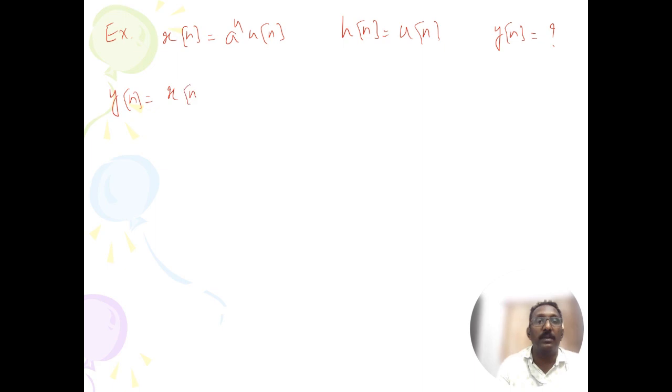Let us consider another example. x of n equal to a power n u of n, and h of n equal to u of n. You are supposed to calculate y of n, which is the convolution between x of n and h of n. Here the a value is less than 1.